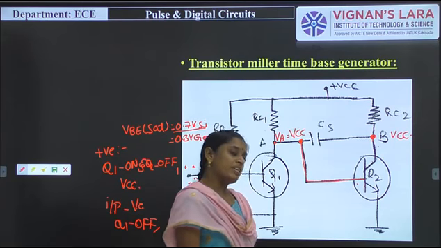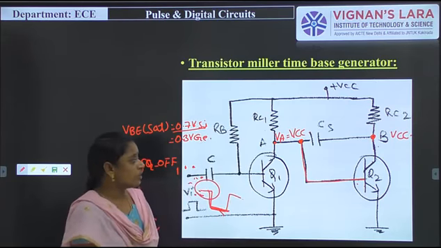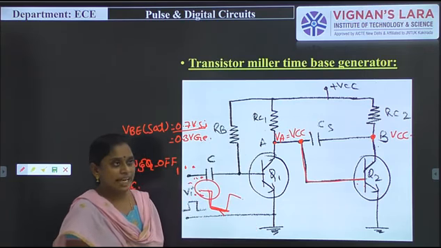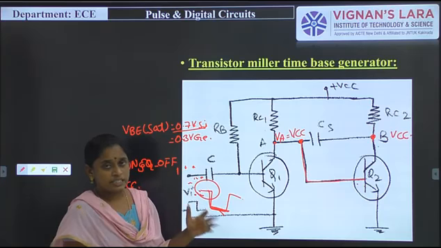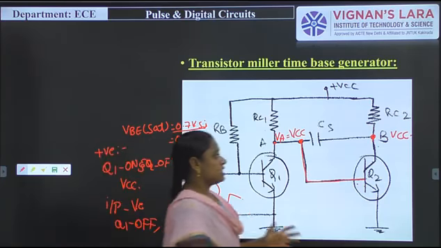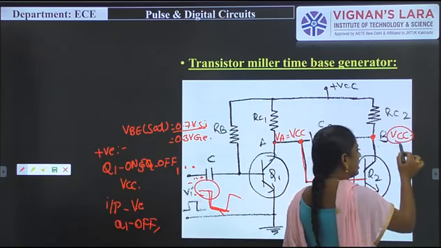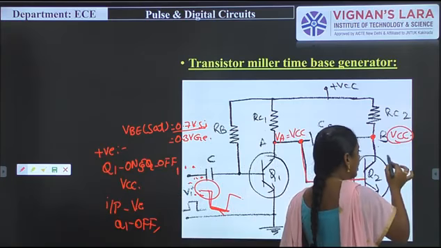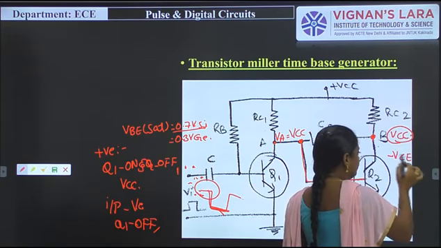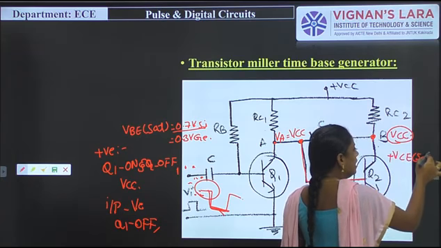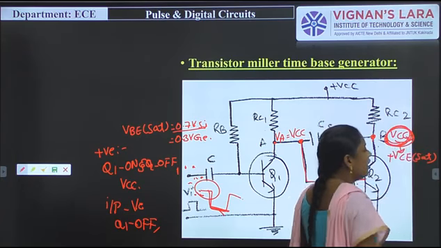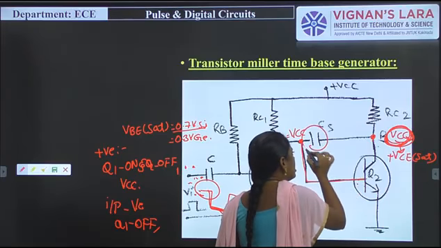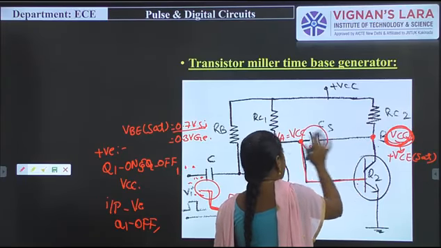But in the previous one it is at VCC, now it is at VCE sat. So it takes some time for moving from VCC to VCE sat. Why? Because at first condition the output is VCC, at the negative pulse the output will be VCE saturation. It takes some time for movement of VCC to the VCE sat. Why? Because there is a capacitor connected in between these two collector terminals.